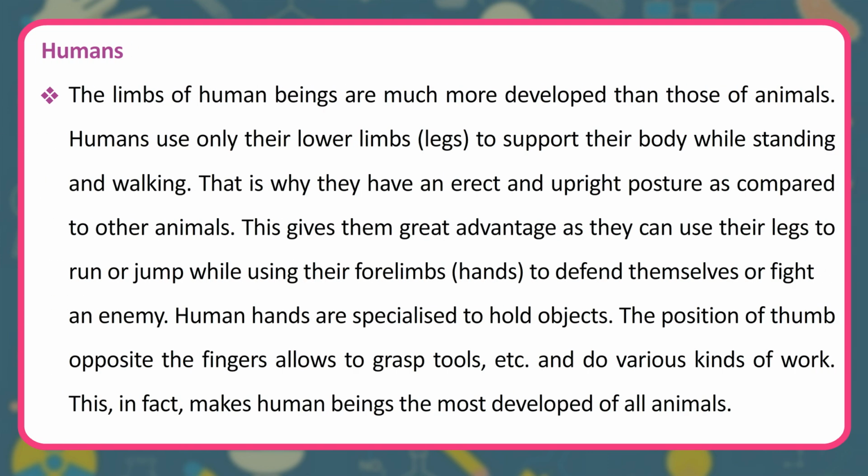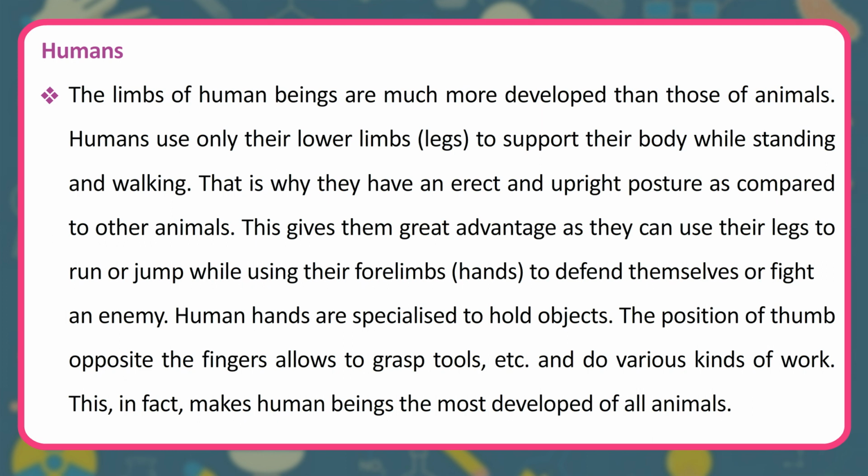Humans. The limbs of human beings are much more developed than those of animals. Humans use only their lower limbs, legs, to support their body while standing and walking. That is why they have an erect and upright posture as compared to other animals. This gives them great advantage as they can use their legs to run or jump while using their forelimbs, hands, to defend themselves or fight an enemy.